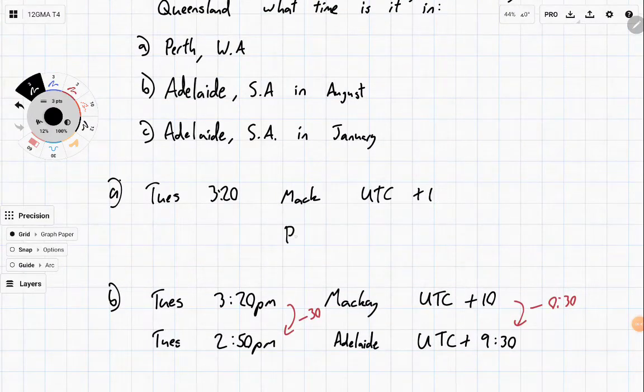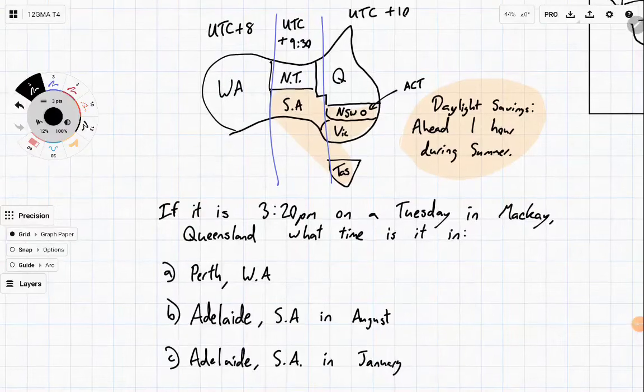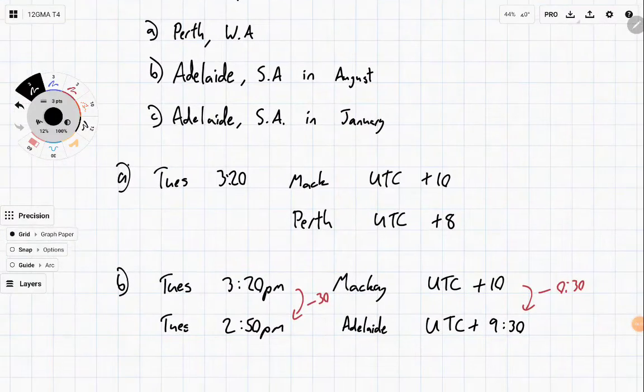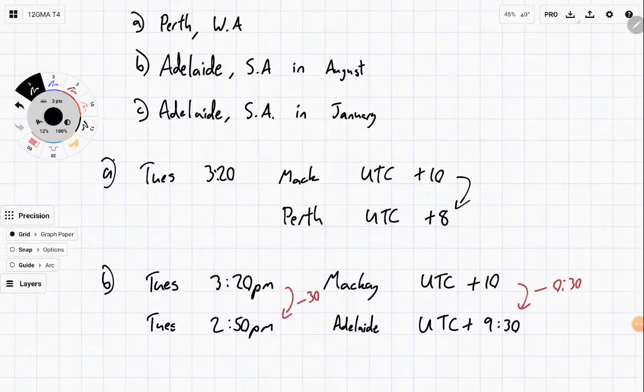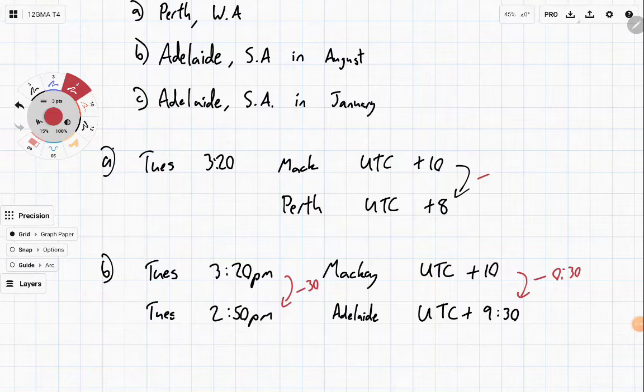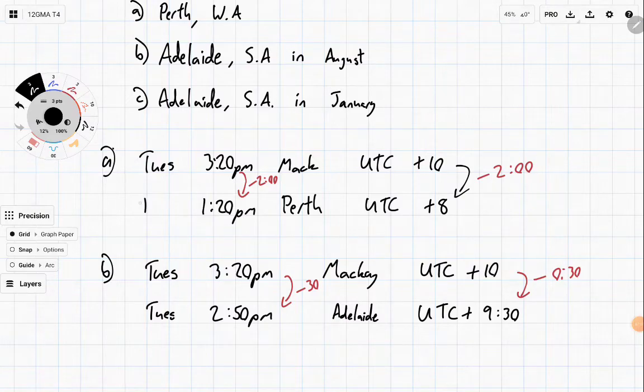Now for Perth, we're going to UTC plus 8. If you don't believe me, you can have a look at the map. It's UTC plus 8 for Perth, because it's in WA. And so how do we get from 10 to 8? Well, we're going backwards, so it's going to be subtract. And how many are they different? It's 2 hours. So we're going backwards 2 hours. So let's subtract 2 hours. Well, let's make sure we've got our units. So it's PM. And 2 hours off that is going to be 1:20 PM. Still on Tuesday. We haven't changed day.